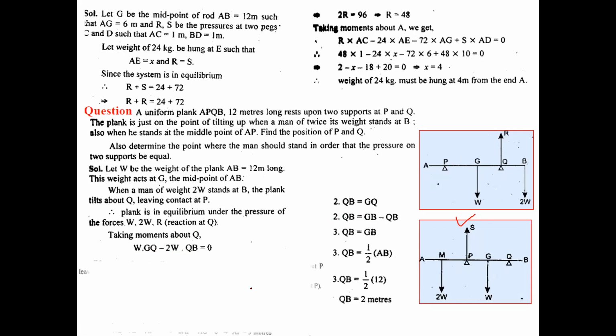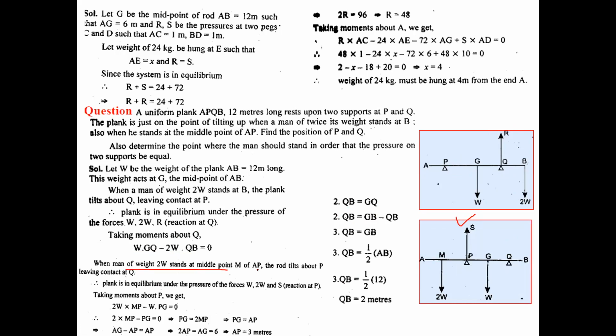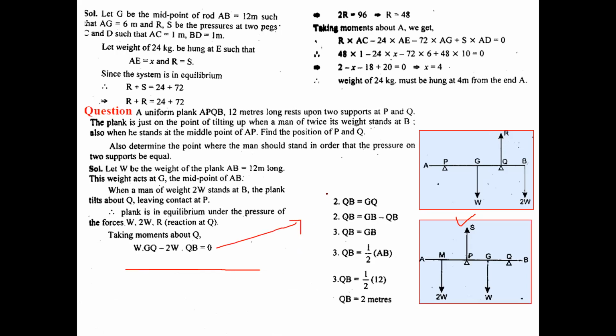So now taking the moments when the man of weight 2W stands at the middle point M of AB, firstly we solve this equation, because W will be cancelled out. 2QB equals GQ, and GQ can be written as GB minus QB. So 3 times QB is GB, and GB was half of AB because G was the middle point. AB's value was 12, so QB comes out to be 2 meters. So we have found the position of Q.